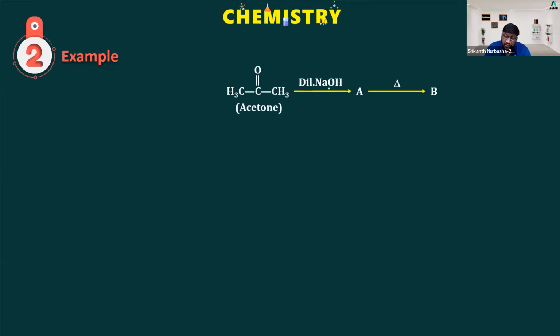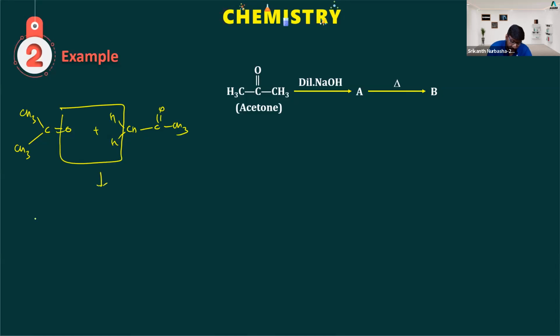CH3 C double bond O CH3, dilute NaOH gives A. A upon heating gives B. So you can write the product. Shortcut: how can you write it? CH3 C double bond O CH3 plus CH3 C double bond O CH3. If I try to remove water, ultimately I can write CH3 CH3 C double bond CH C double bond O CH3. Yes or no? So this is nothing but compound B, but they are asking for A.